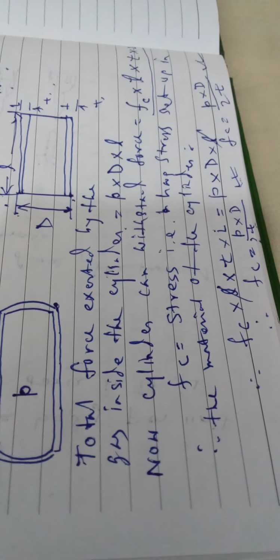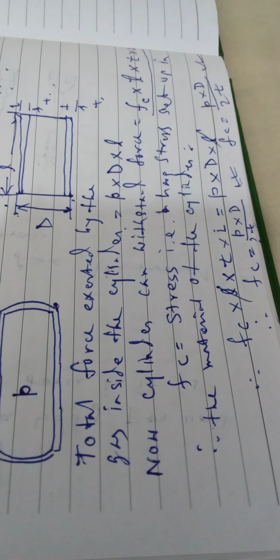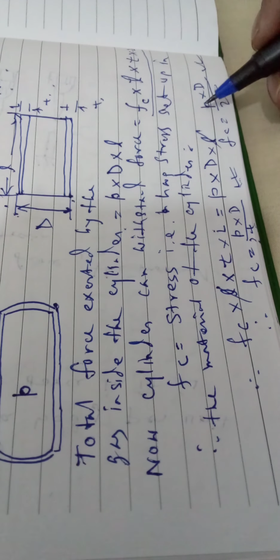This is the hoop stress set up in the cylinder material, where P is the maximum pressure that can be withstood by the cylinder.